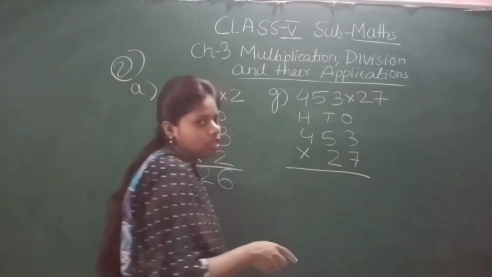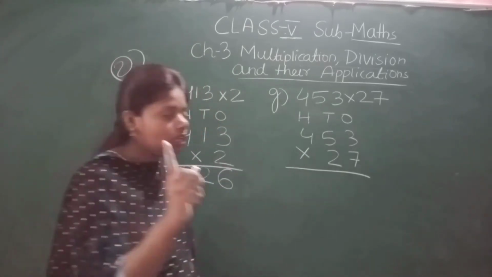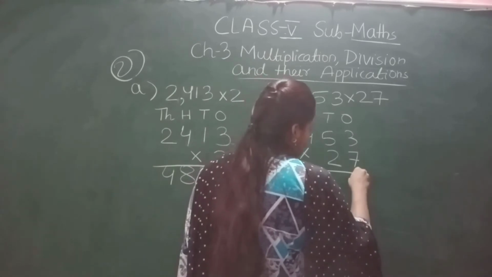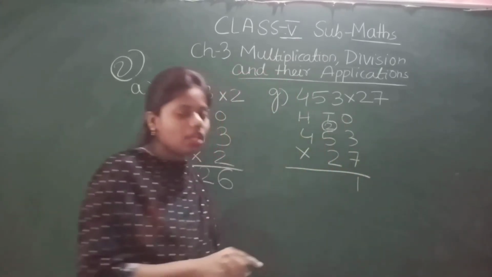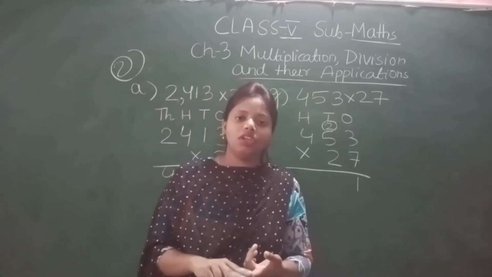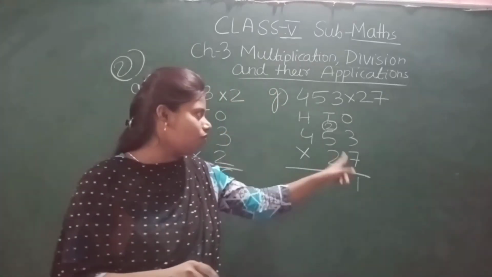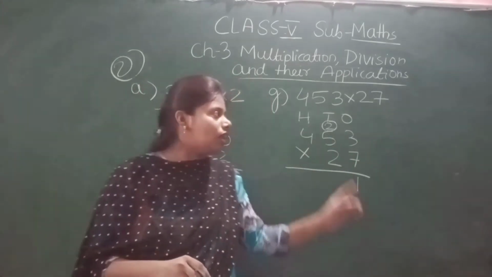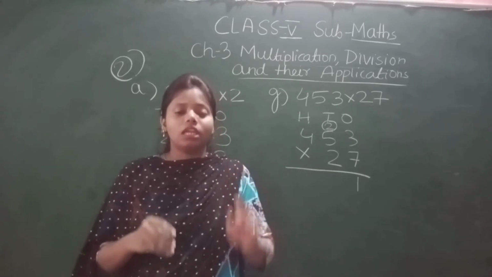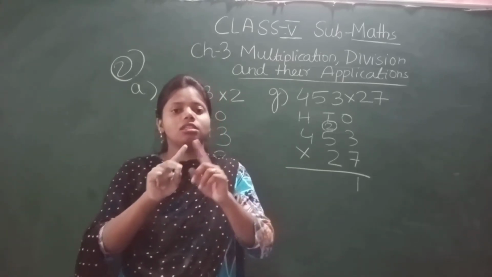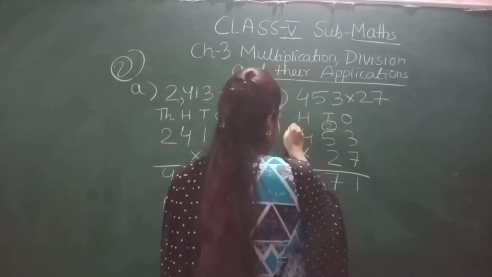7 threes are 21. So we will write 1 here, 2 we will give as carry. Now 7 fives are 35. And we have to add this 2 also. So 35 plus 2 is how much? 36, 37. So 7 we will write here, 3 we will give as carry.